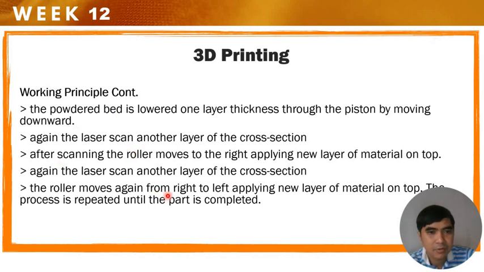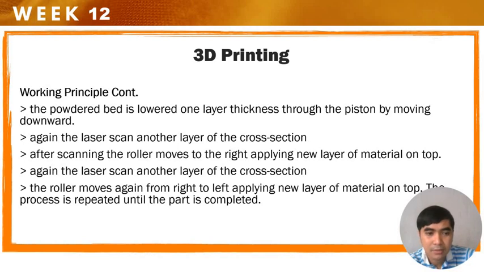After scanning, the roller moves to the right, applying a new layer of material on top. So it keeps on adding layers of material after each scan. Again, the laser scans another layer of the cross section. The roller moves again from right to left, applying a new layer of material on top. So the process is repeated until the part is completed. That's why it is under additive manufacturing, because it builds materials together to make a product or a part.